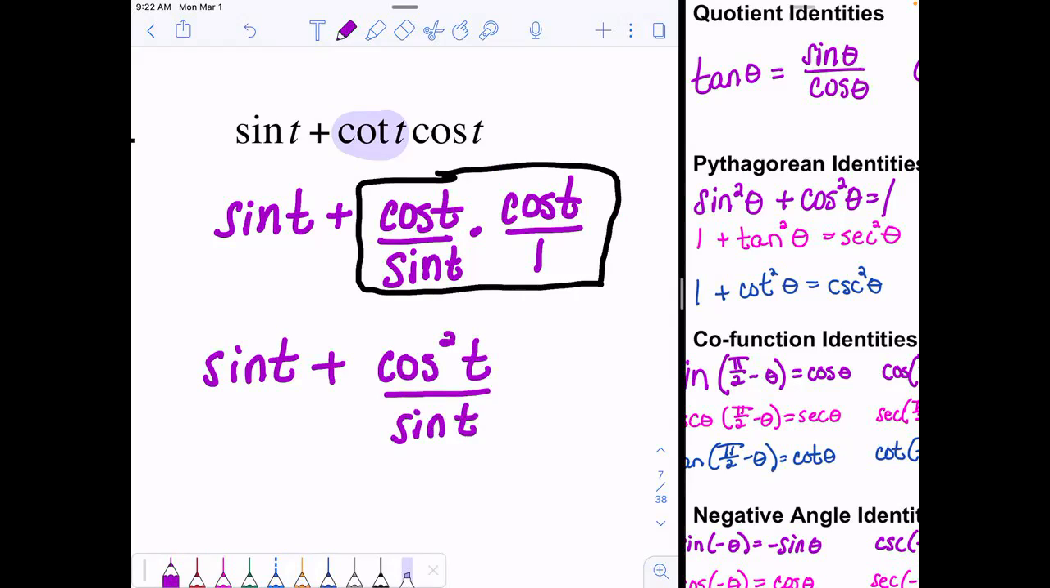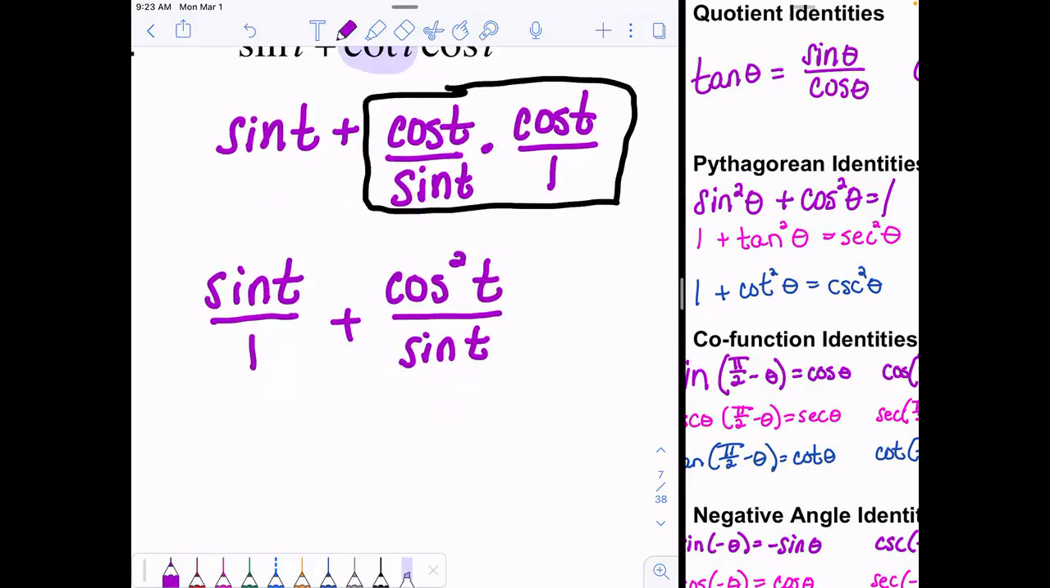I'm going to make this first sine a fraction as well. Just put my plus sign in the middle. So now I have sine over 1 plus cosine squared over sine. When you have two fractions and you're trying to add them together, Parker, what do you have to have in order to add fractions together? The same denominator. So Parker, what do you think this first denominator needs to be? It has to be a sine.